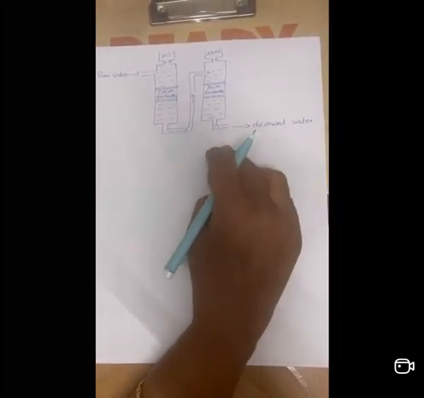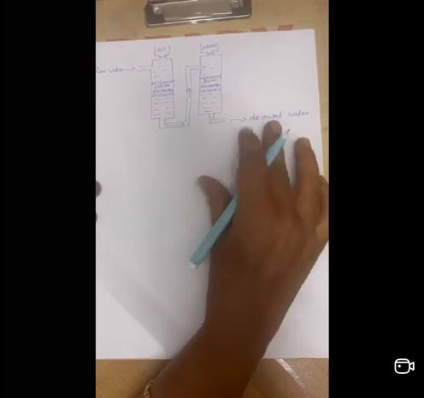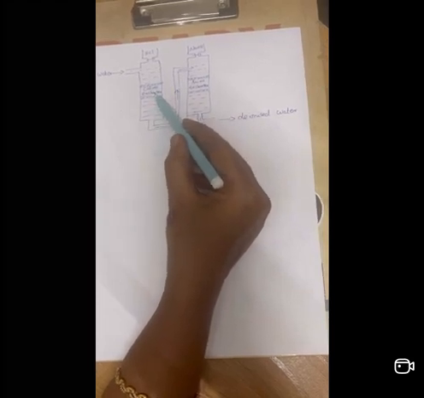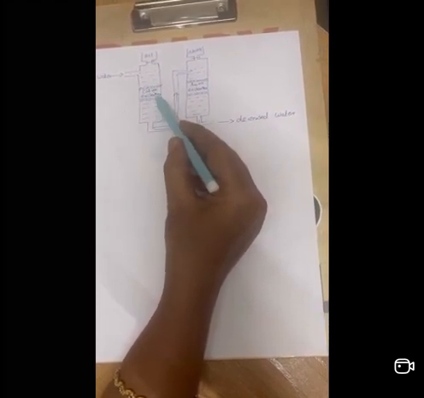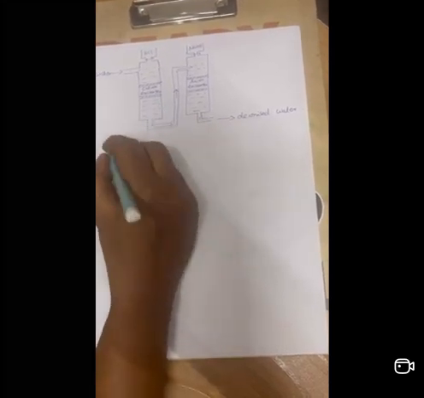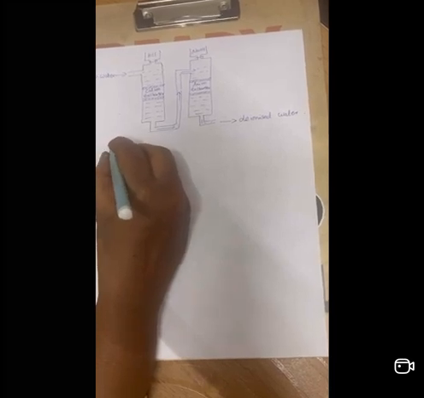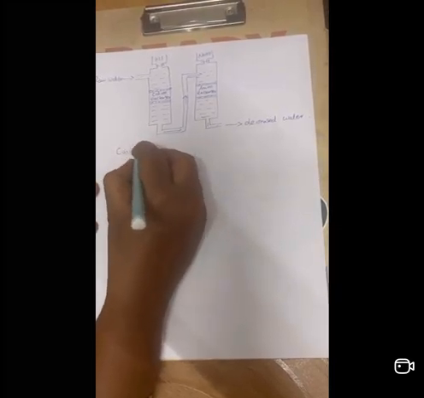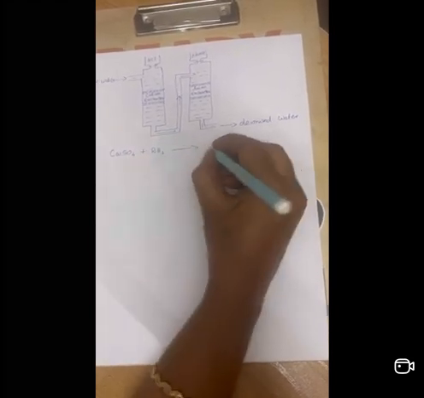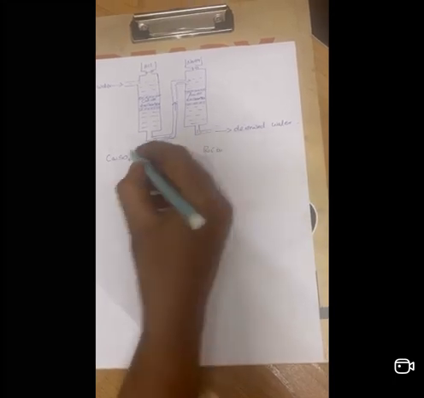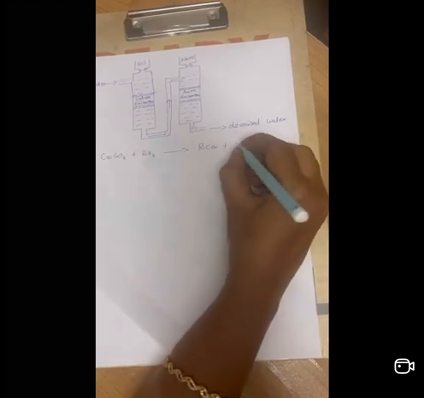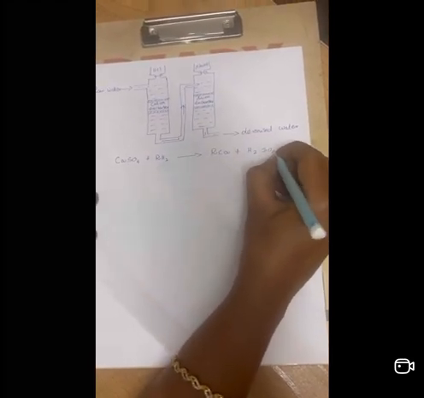So this diagram represents the deionization process. It consists of two columns. The first column is packed with cation exchange resins. These cation exchange resins will exchange the cations present in water. For example, we can take any hardness causing substance, CaSO4. This will react with the cation exchange resin forming RCa. So the cations will be replaced by the resin. Okay. So we will be getting H2SO4.